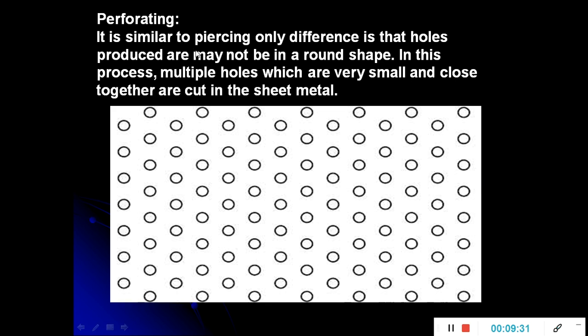Coming to the perforating operation. The perforating operation is similar to a piercing operation, in which a large number of holes are produced in a sheet.